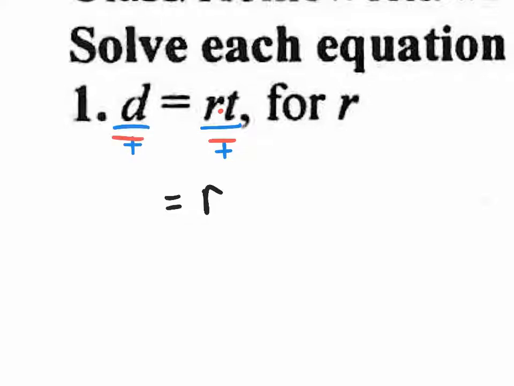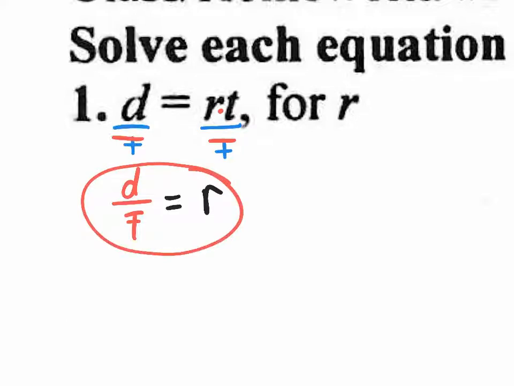So r equals d divided by t. Could I divide d by t? No. So that's my answer. r equals d divided by t. And that's perfectly fine. Now there is one little detail that I'm not going to count if you forget to do this on the homework.